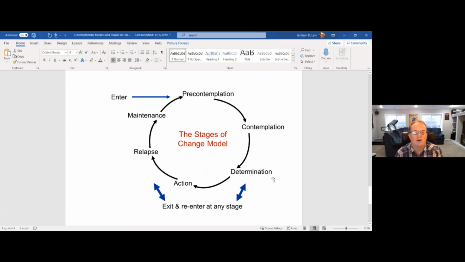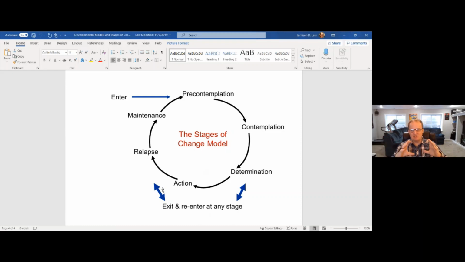Determination is that point where a person recognizes there's a problem, recognizes that they want to change, but they just don't know how. They're not sure what to do. So there's still a sense of hopelessness. They're like, oh man, I just don't know what to do. And that's where we can come in to play with them. Action, they're working on it and they're moving forward. Action stage takes time, but it does speed things up.